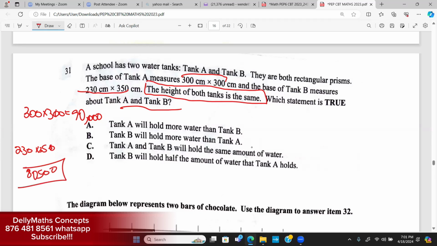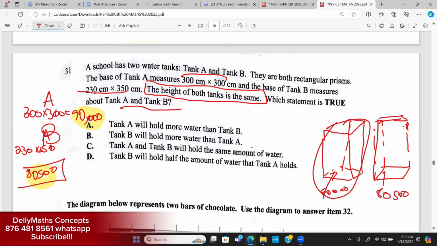Now, we're talking about a rectangular prism. Both of them have the same height, but the base is different. So it is telling you that tank A will have a bigger volume than tank B, because this one will hold more. So we're saying tank A will hold more water than tank B. Yes, it will, because it has a bigger capacity. Tank B will hold more? No. Tank A and tank B are the same? No. Tank B will hold half? No. Tank A will hold more because it has a bigger base and it's going up to the same height.